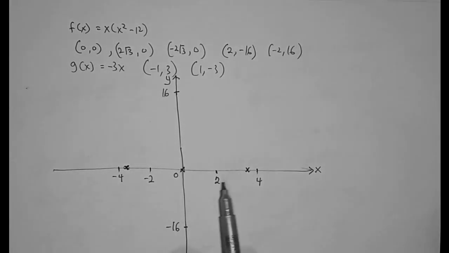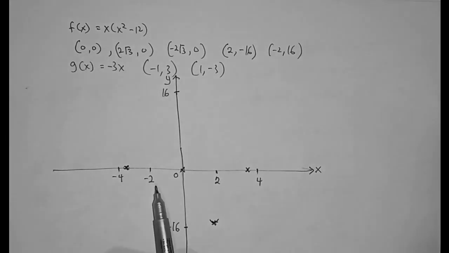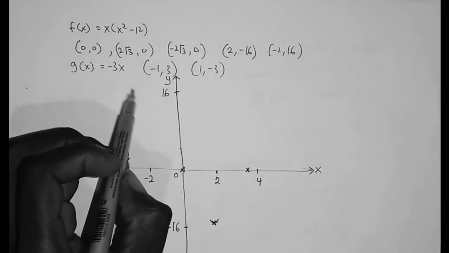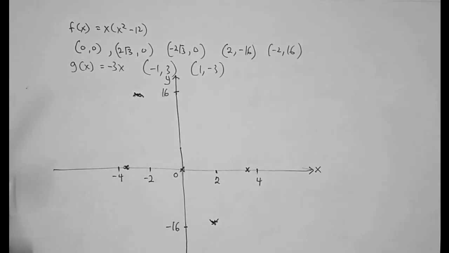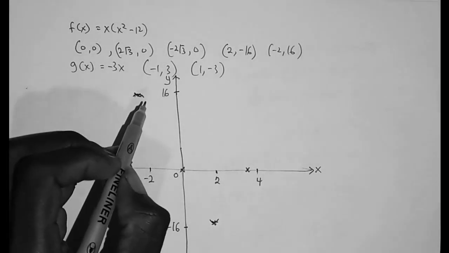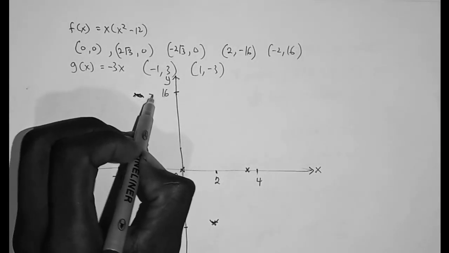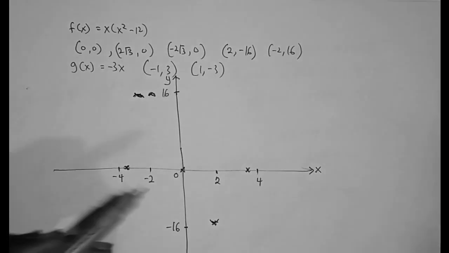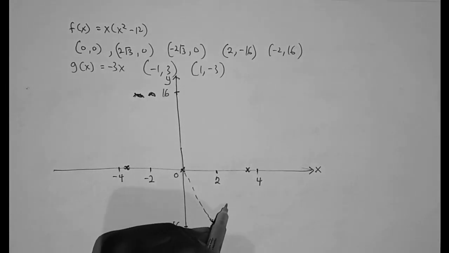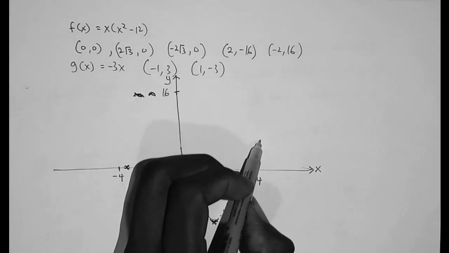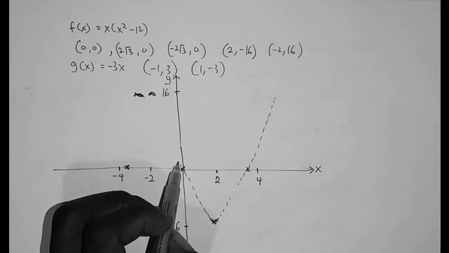And then let's plot the turning points. We have (2, minus 16). So this is 2, and minus 16 is here. So this is the minimum point. And then the maximum point is (minus 2, 16). So this is minus 2, and 16 is somewhere here. So this is the maximum point. So let's then join the points to form the graph. So the graph is going to look like this.